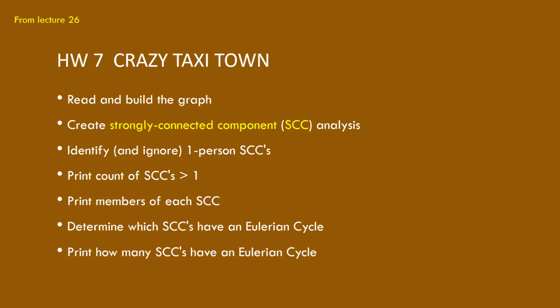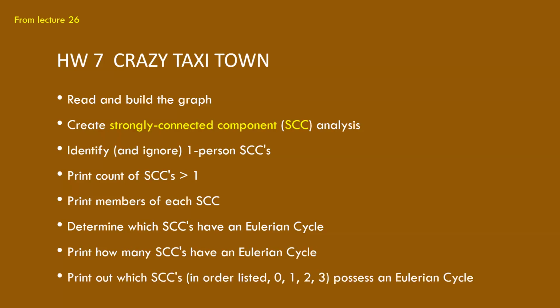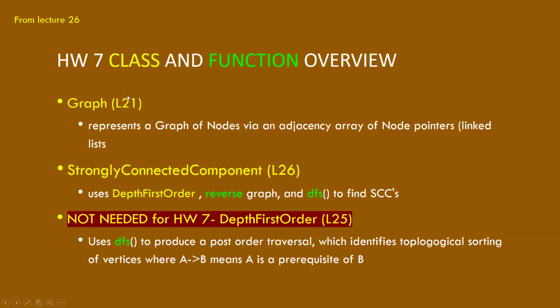All of the code other than what you're going to write in main, and maybe a little bit of glue code, has already been written for you in the form of the classes that we already talked about. Those classes are the graph class from lecture 21, and the strongly connected component class from lecture 26, which uses a depth first order, a reverse graph, and a depth first search inside of it. All of that stuff you need is wrapped up inside of the strongly connected component. You do not need to use the depth first order class from lecture 25, because that is all done inside of the strongly connected component. So all of that stuff is there for you.